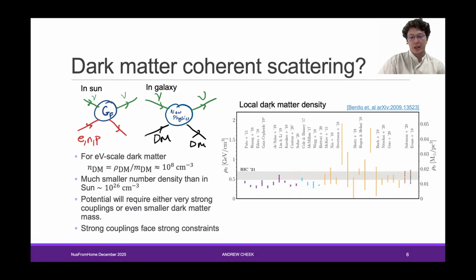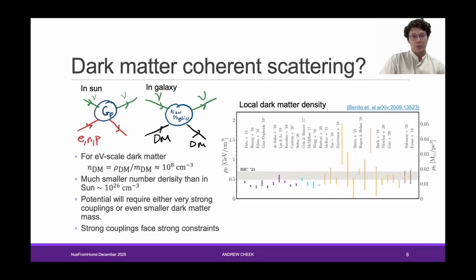If you look at the measurements for the local dark matter density, we see quite a big spread, but a converging agreement that the dark matter density should be around 0.4 to 0.5 GeV per centimeter cubed. If I take some eV scale dark matter from this and determine the number density of these dark matter particles, I get 10 to the 8 per centimeter cubed. This is almost 20 orders of magnitude smaller than the number density of electrons in the sun, which provide this noticeable matter potential for transition rates.